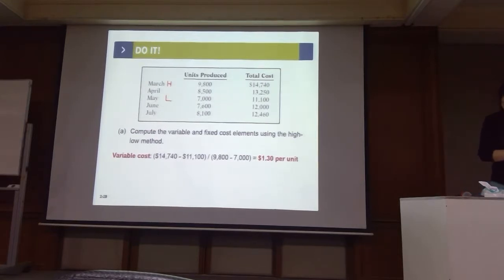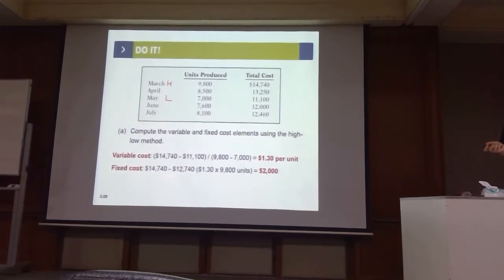And how about the fixed portion? 2,000, right? Yeah. So for the fixed portion, you can use either the highest or the lowest level to compute the fixed portion, right? See, for this one, I use the highest level first.